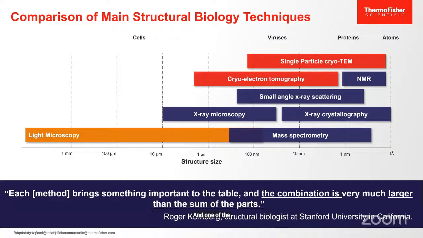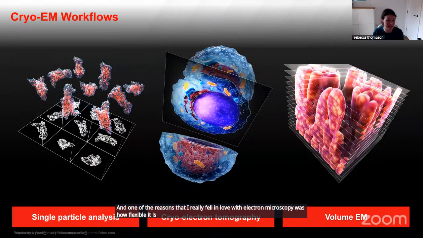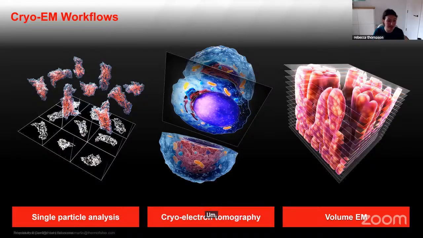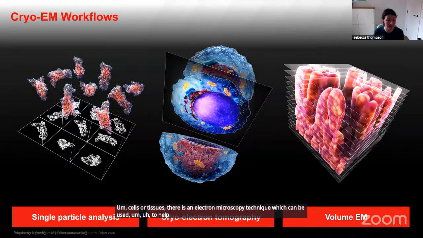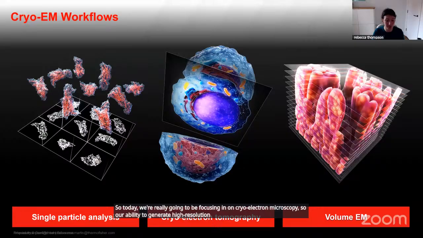And one of the reasons that I really fell in love with electron microscopy was how flexible it is as a technique. So whether you're interested in individual proteins, macromolecules, cells, or tissues, there is an electron microscopy technique which can be used to help examine your specimen. So today we're really going to be focusing in on cryo-electron microscopy, so our ability to generate high resolution structures.